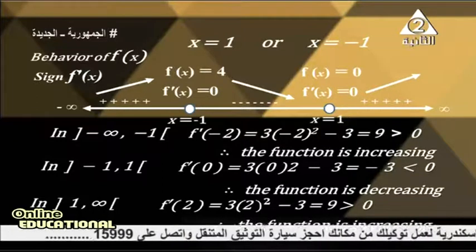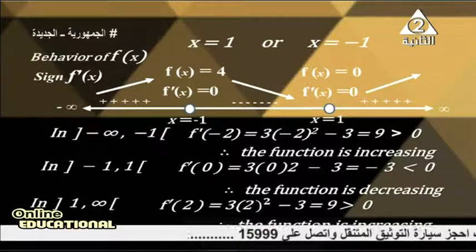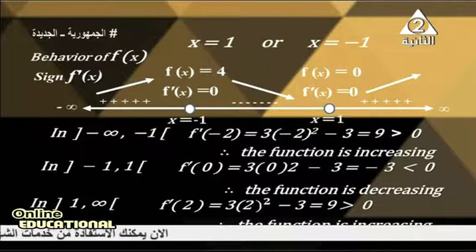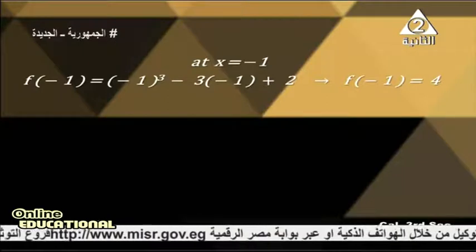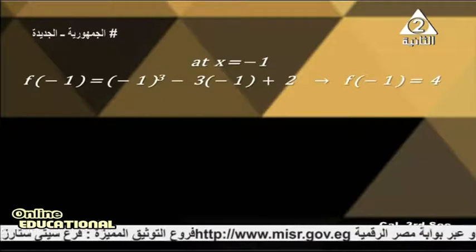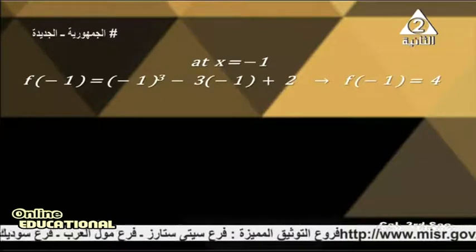And the function is decreasing when x is smaller than 1 and increasing when x is bigger than 1. Then at x equal negative 1, it is a point of local maximum value. What is the value of y? We can substitute in the original equation.